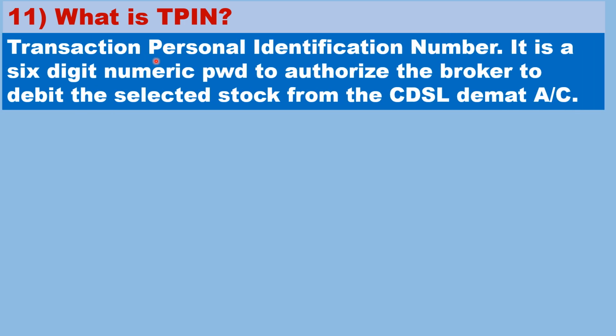So what is TPIN? It is transaction personal identification number. It is a 6-digit numeric password, to give authorization to the broker, that is to CDSL, to debit our stocks, because our stocks are stored in CDSL. Whenever you buy stocks, they are stored in CDSL or NSDL. And we need to give authorization.